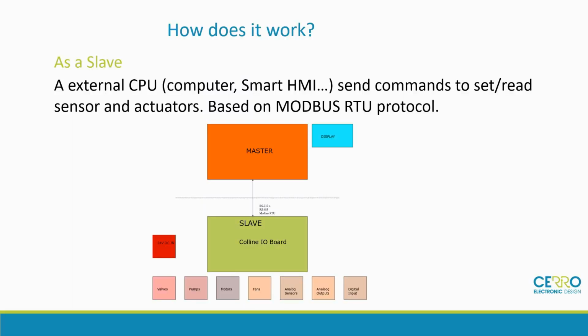The board, how does it work? It can work as a slave, which is, I would say, the standard or more common use of the board. In this use case, we have a master, which could be a computer or an HMI, sending and receiving commands using Modbus RTU protocol. The board then receives and sets the outputs or reads the inputs, and these inputs and outputs can correspond to, for example, belts, pumps, motors, fans, and sensors.